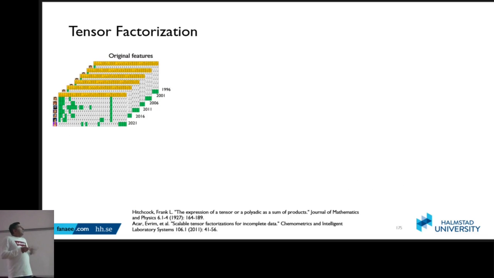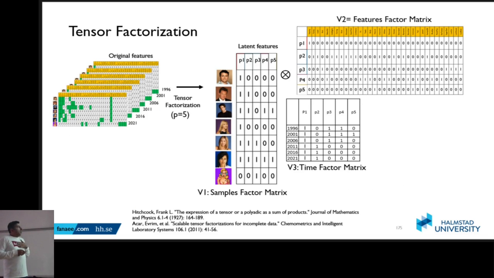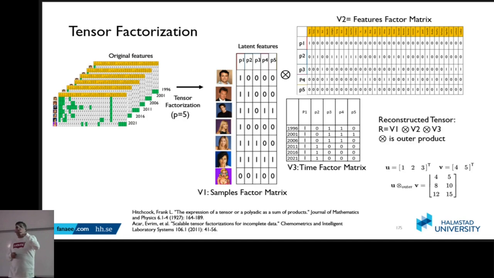Okay, so what we can do with this, we can factorize it again, like matrix factorization, but we have an additional factor matrix here, which is related to time, right? It's the same idea, but contrary to matrix factorization, to reconstruct or approximate this original data, you need to do a Kronecker product of this. This is more complicated mathematically, but you just have an idea. We have outer products. And to recall, what is an outer product in linear algebra is like this. But don't get very confused with this.